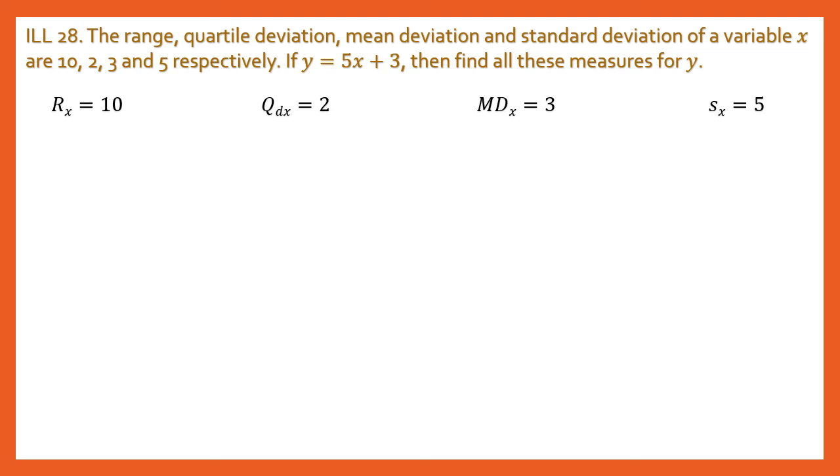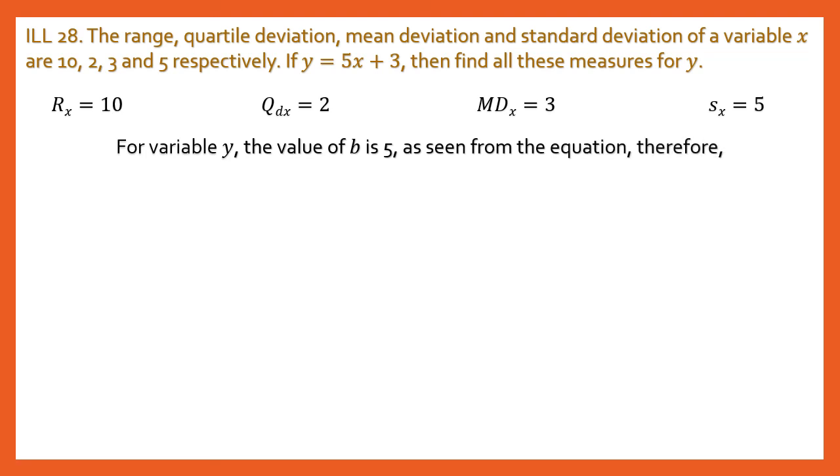Now the equation here is 5x plus 3. So plus 3 is to be ignored because that is just a and it doesn't matter in the measures of dispersion. But the multiple, the coefficient of x, that is 5, is important because that is b, and that value is going to be used for the calculation of these measures for y. For variable y, the value of b is 5 as seen from the equation. Therefore, if we are supposed to calculate Ry, then it would be modulus 5 into Rx, that is 5 into 10, so 5 tens are 50. Therefore the range of y is 50.